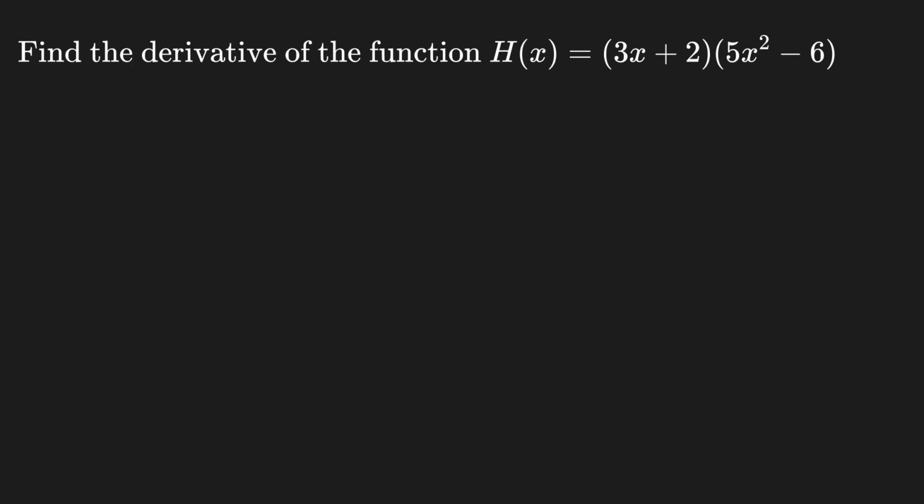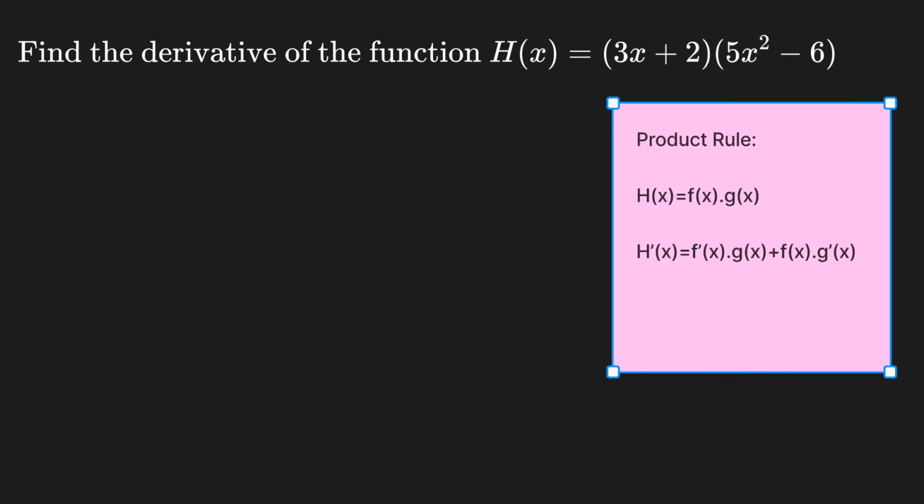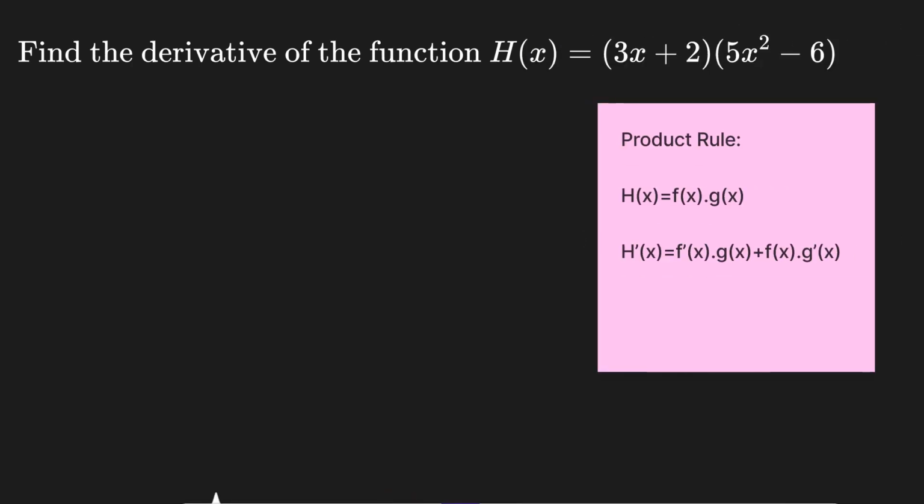Today we are gonna find the derivative of a function by using product rule. Before we move on, let's remember the product rule. Product rule says if your function is a product of two other functions, just like here, for example, the function h of x is the product of f of x and g of x, then the derivative of h of x is equal to the derivative of f of x times g of x plus f of x times the derivative of g of x. Let's look at our question now.